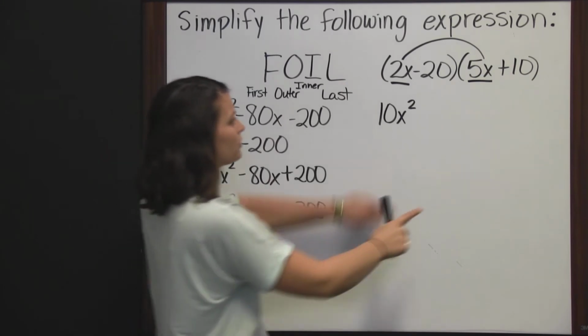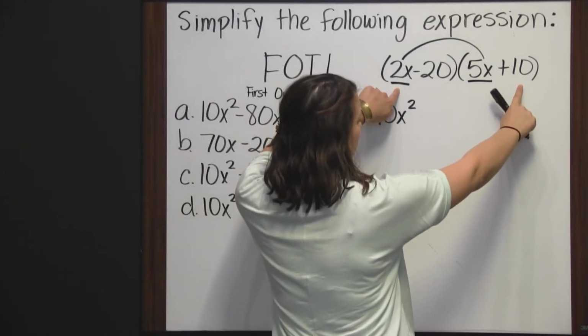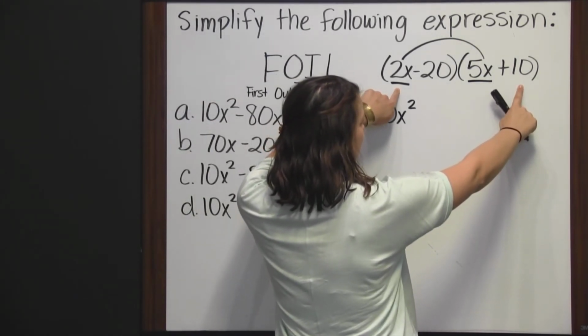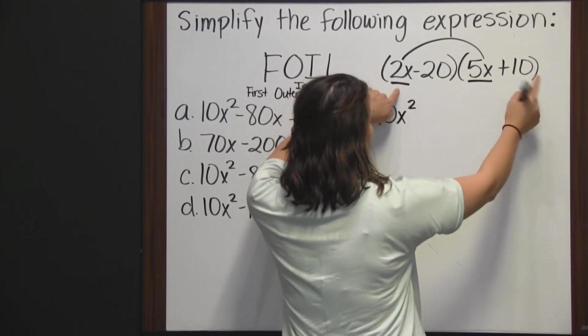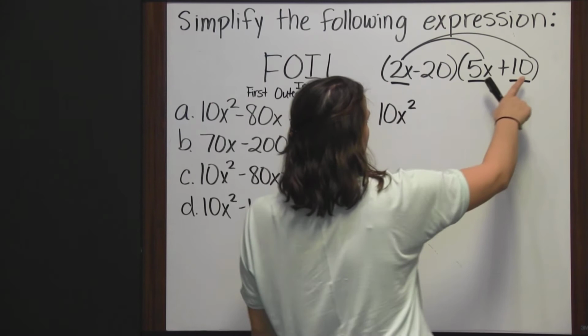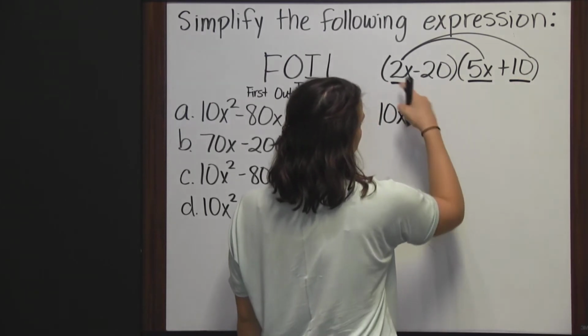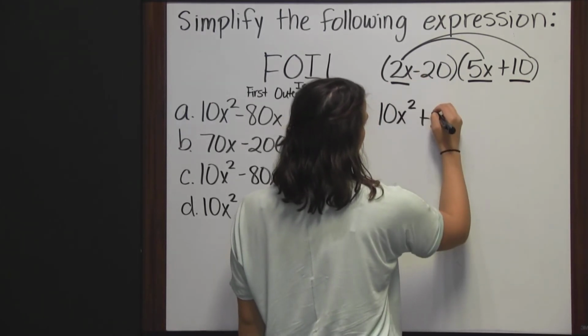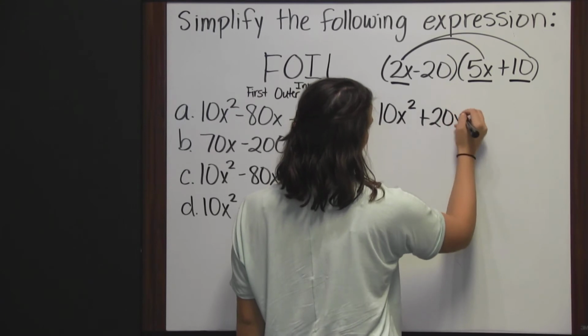The O again stands for outer. So that means to multiply the two outside terms. So 2x and 10 are the two terms on the outside, the outer terms. So 2x times 10, 2 times 10 is 20, so 2x times 10 is 20x.